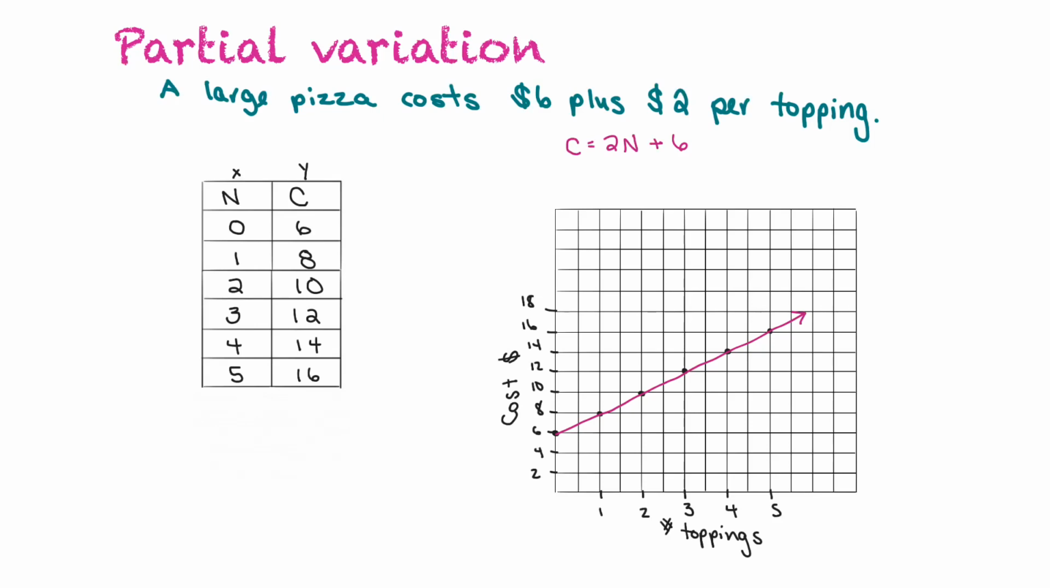So then our next question is, how much would it cost if you were to get a pizza with 8 toppings? So if we put that in, so 2 times 8 plus 6, it's going to cost $22. So this relationship is an example of partial variation.